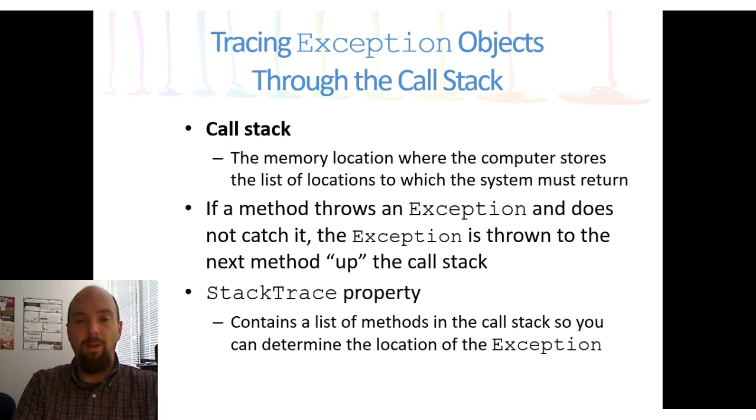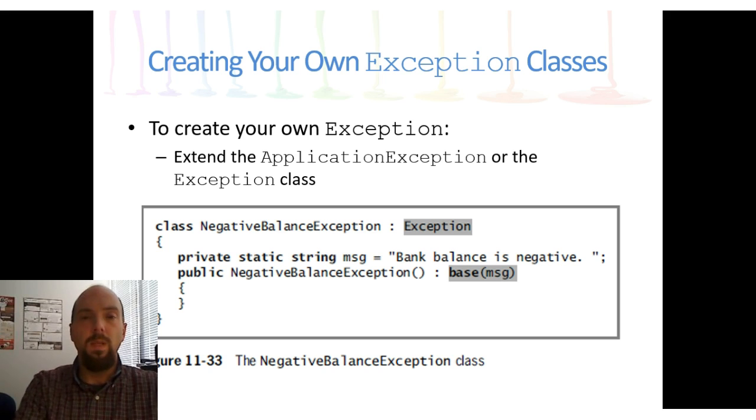Well, the question is, how do we know who the calling method is? Well, it's in the stack. So we can use the stack trace property to figure out what the location is of whatever caused the exception. We can create our own exceptions also.